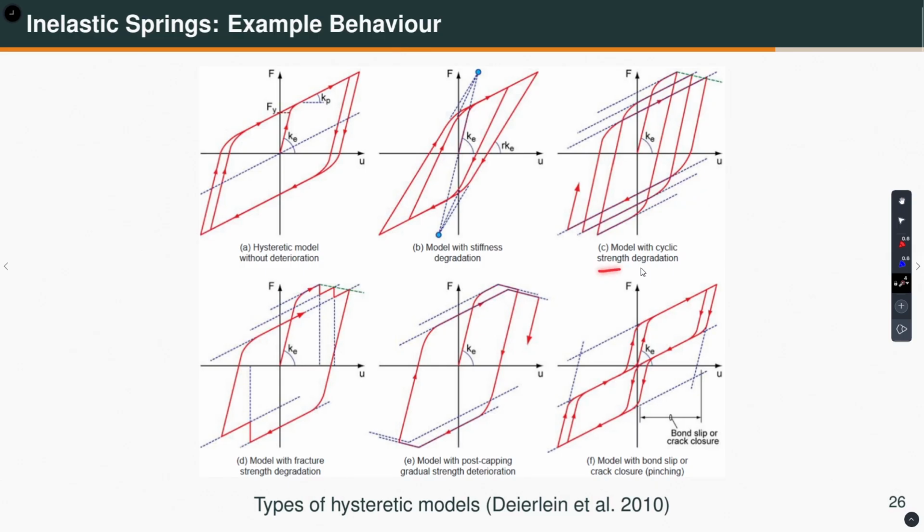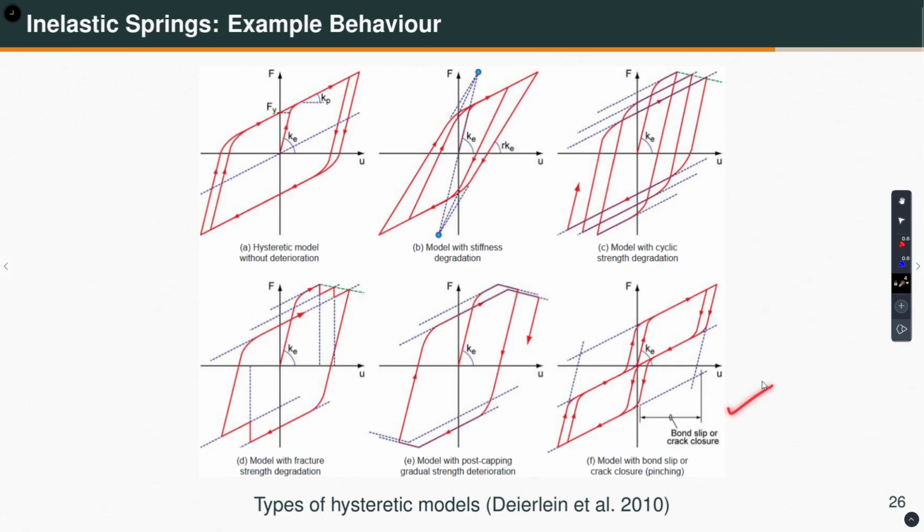This model, what is it doing? It is showing cyclic strength degradation. So, in the first cycle you go up to this, in the next cycle the strength is reduced, in the next cycle it is reduced even further. Okay. This is a model that models fracture and strength degradation. So, let us say you go here, something fractures, there is a drop in strength, then it increases again, something else fractures, there is a drop. Okay. So, this is one way. Then this model is with post-capping gradual strength deterioration. So, you can see it is deteriorating like this. Initial is this one, then the next one is that one, right.